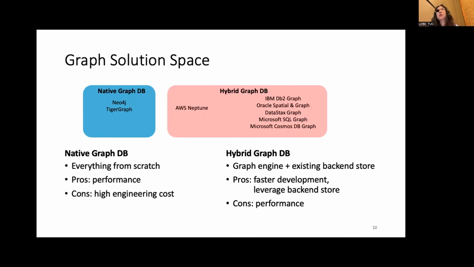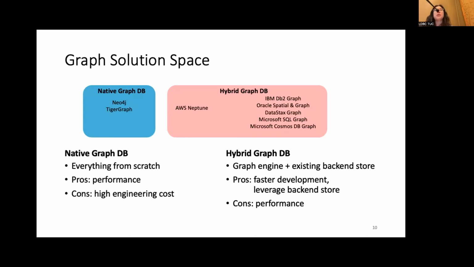So let's take a look at the graph solution space. One way to look at the solution space is native graph databases versus hybrid graph databases. Native graph databases have a very specialized query engine and storage engine, everything built from scratch just for graphs. Because they are highly optimized for the workload they support, they tend to excel in performance, but they also tend to have higher engineering costs because they build everything from scratch.